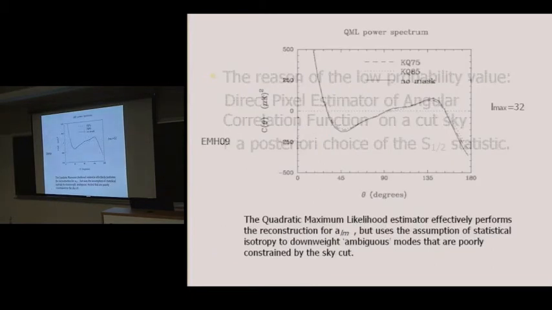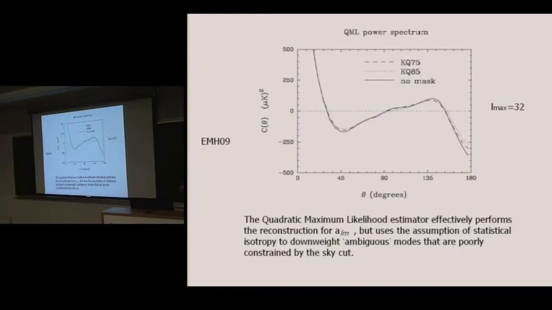If you use a slightly different estimator, the quadratic maximum likelihood estimate, QML, then no matter whether you apply the mask or not, you will always get a very consistent C of theta correlation function. And none of them is flat above 60 degrees. So this is no mask, the black line here, and taking the 75 mask or 85 mask, you get very consistent results. And this estimator effectively performs the reconstruction of the a_lms, but uses the assumption of statistical isotropy to downweight the ambiguous modes that are poorly constrained by the cut sky.